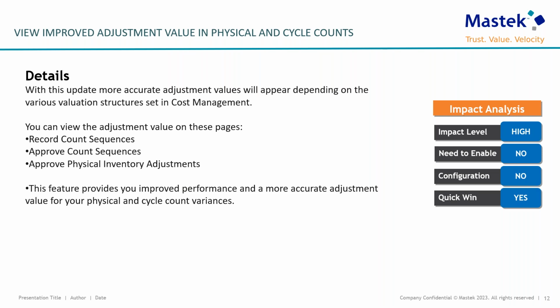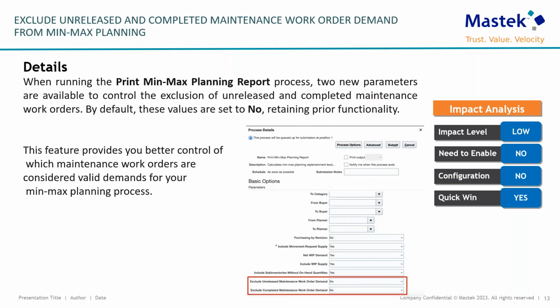To view the adjustment value, we can check the following pages. The first is the record count sequences. Next is approved count sequences. The last one is approved physical inventory adjustments. And here also this feature provides us improved performance and more accurate adjustment value for our physical and cycle count variances. That is why the impact level will be high. We don't need to do anything to enable this feature, and no configuration is required. So hence it is a quick win for us.